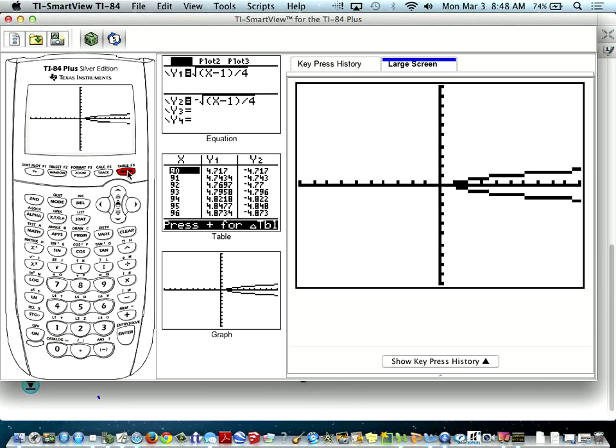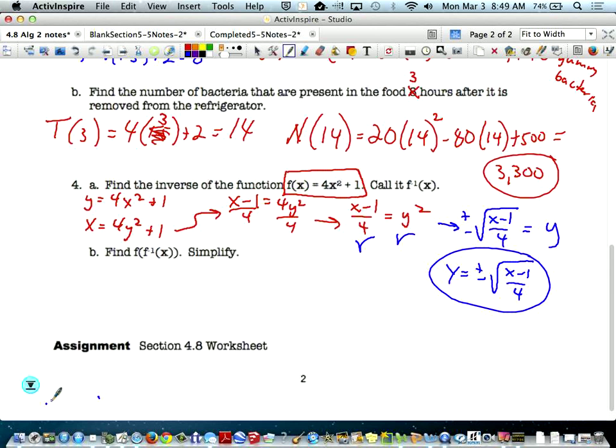Does that pass the vertical line test? It does not. So can that be an inverse function? Can't be an inverse function, right? You could call it the inverse, but it's definitely not an inverse function. So when you graph this thing, it kind of looks like that. Does not pass vertical line test.